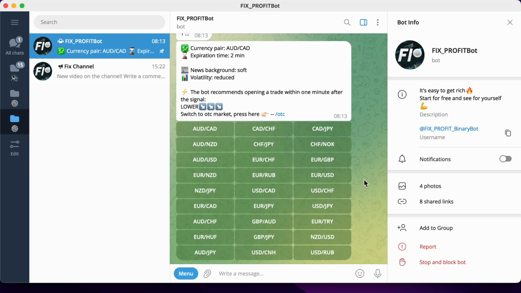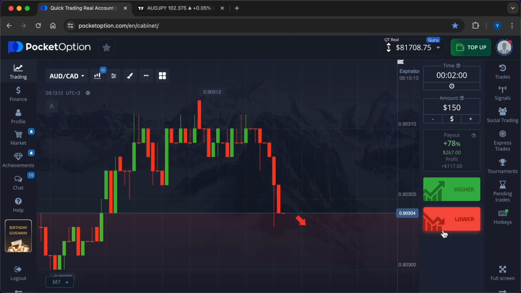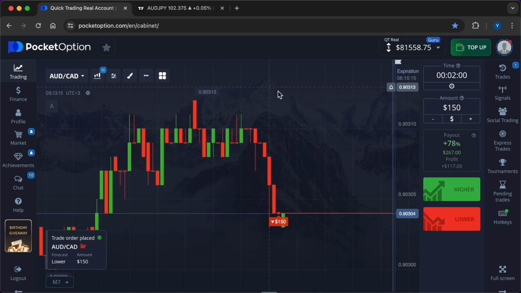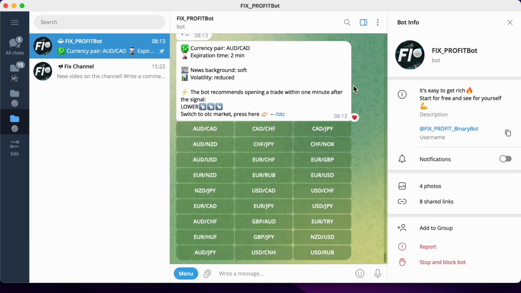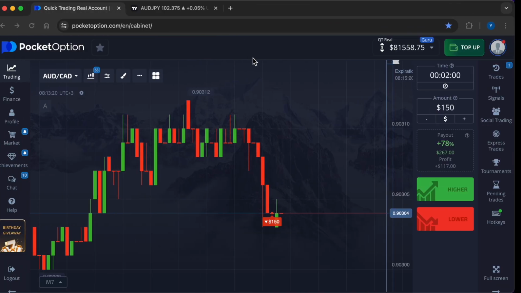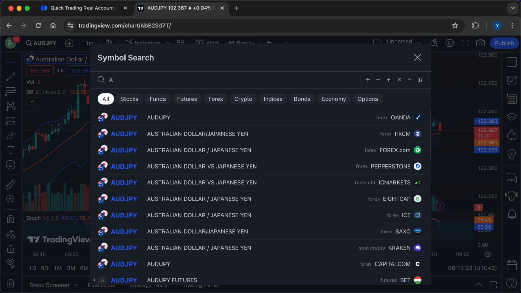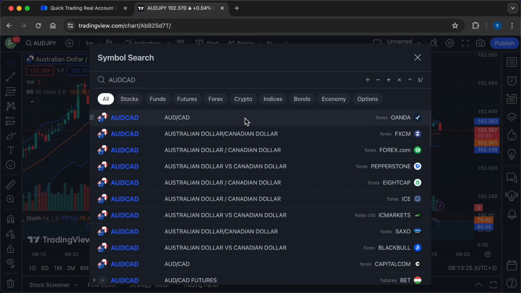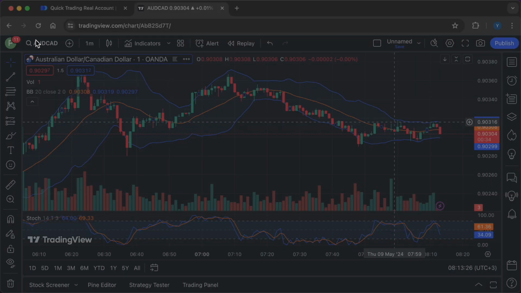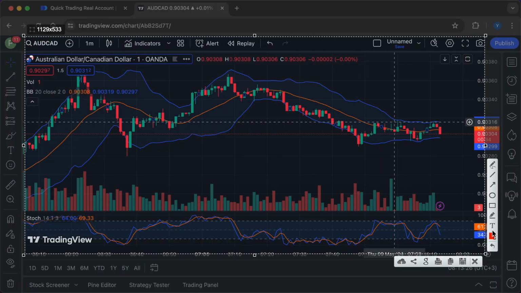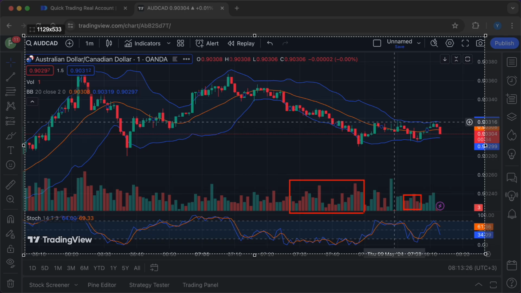Lower. That's my new recommendation. The news background is inactive at the moment. Price fluctuations on this currency pair are reduced. Now I will show you the logic of my signal once again. My experience is 9 years. I got it from my developers, who gave me the skills of technical and candlestick analysis, price action, and the ability to use 30 indicators.